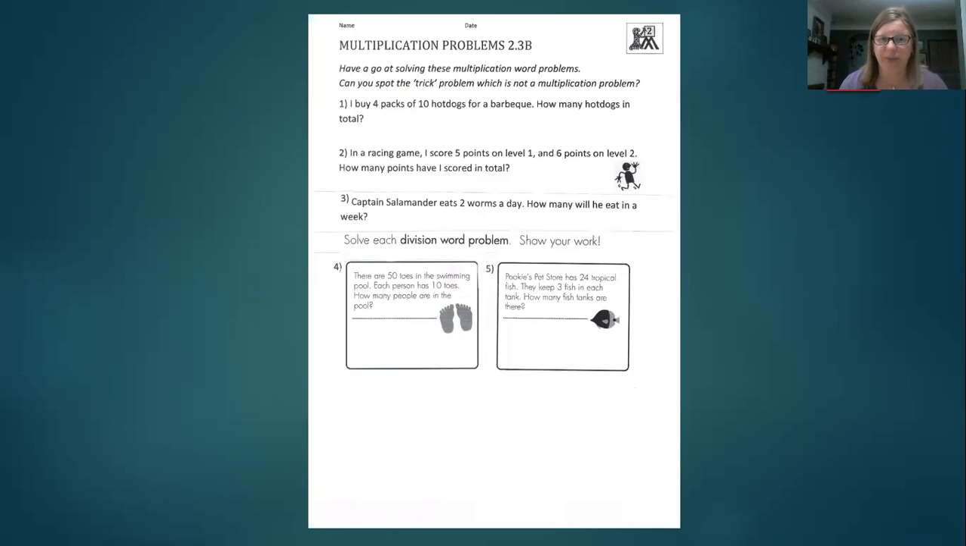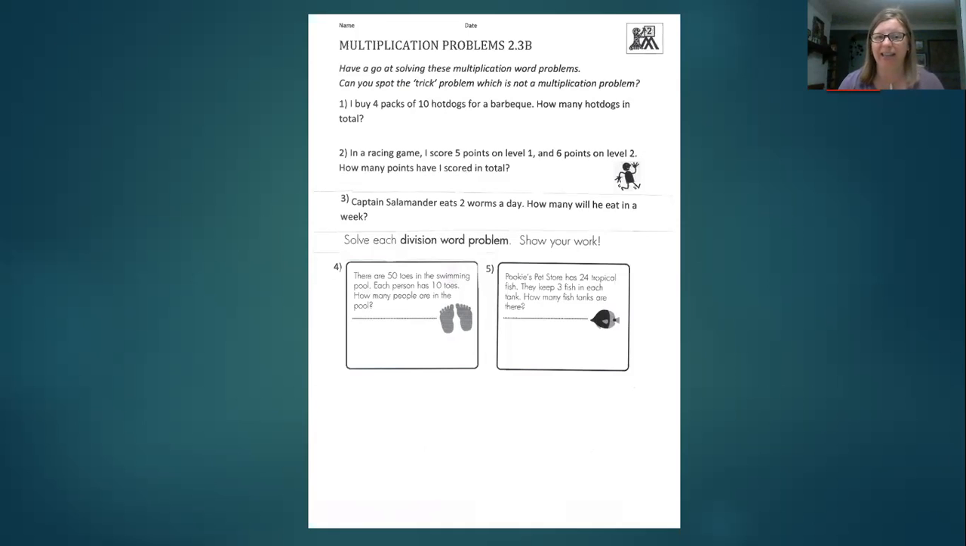Now, number 2 says, in a racing game, I score 5 points on level 1 and 6 points on level 2. How many points have I scored in total? Okay, so again, you need to decide if this is the trick problem, which is not a multiplication problem, or if it is asking you to use the multiplication skills that we've been practicing.